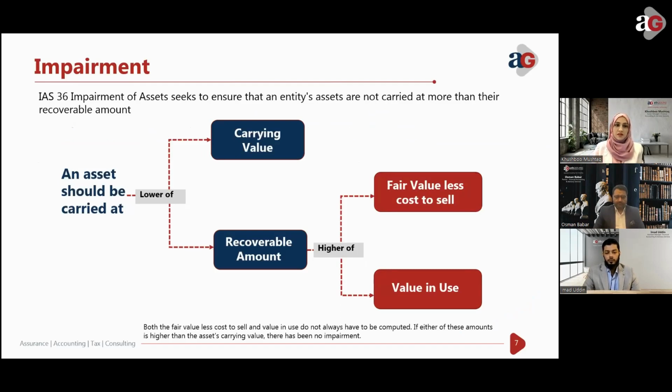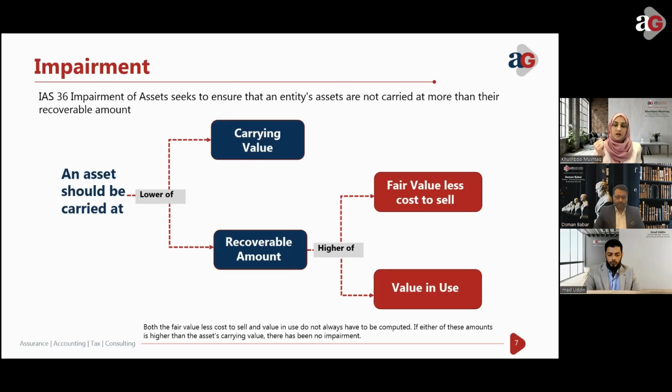Impairment testing means that the assets appearing on your balance sheet should be carried at the lower of their carrying value or the recoverable amount. These are the two terms used in the standards: carrying value and recoverable amount.